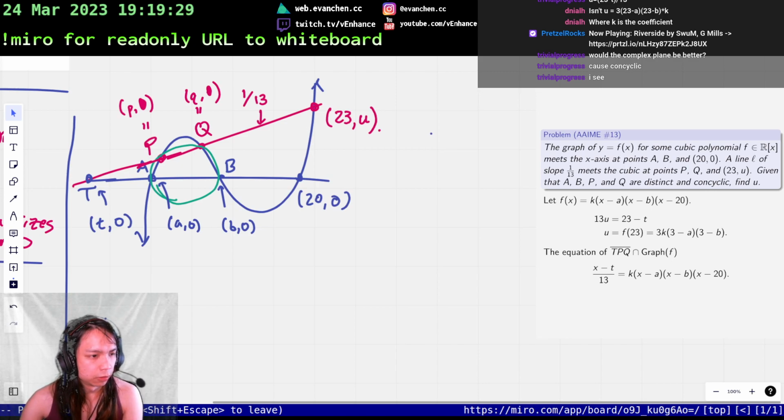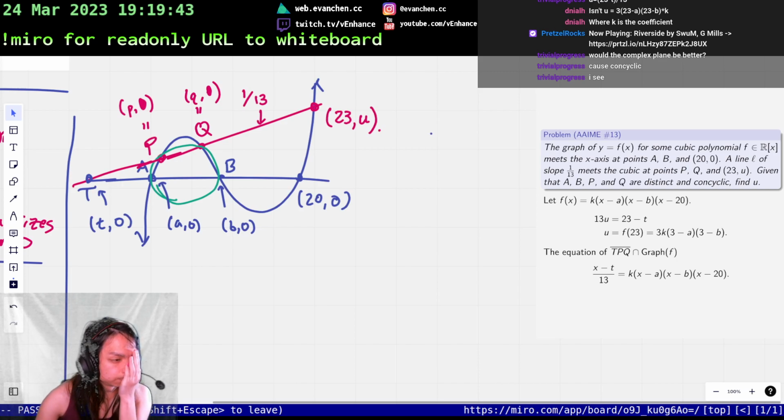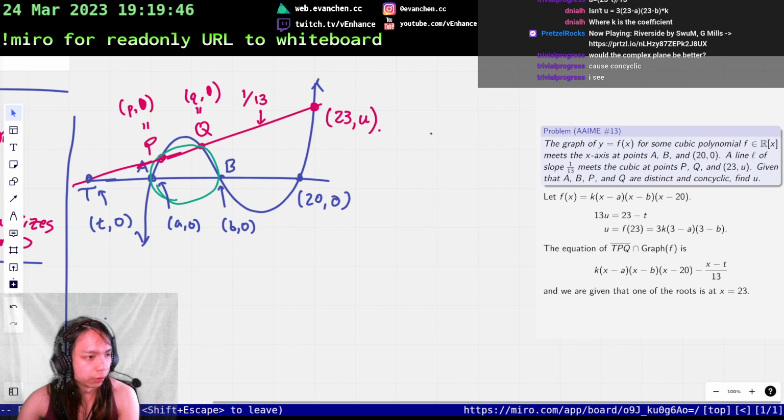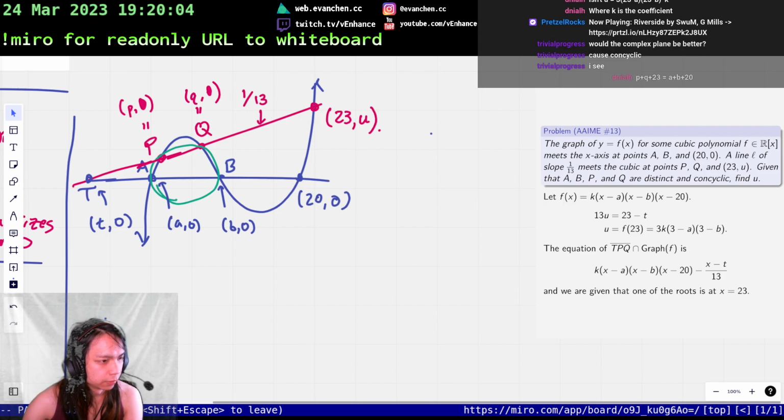Right, so yeah, here's the equation. And we are given that one of the roots is at x equals 23 by definition. So if p and q are the other roots, Vieta's formula applies to give whatever it does. p plus q is... Okay, so the sum of the roots is 20 plus a plus b. Yeah, it's the other equation that's annoying, because then the case starts to matter.